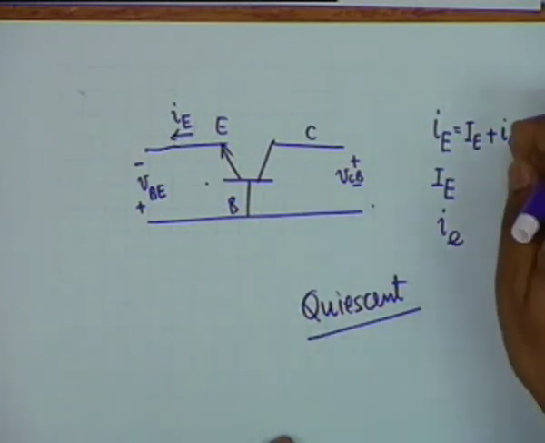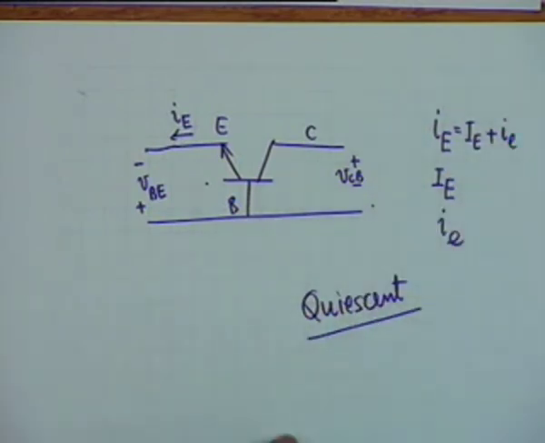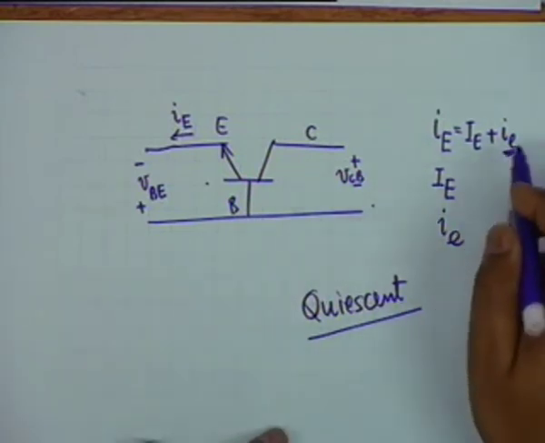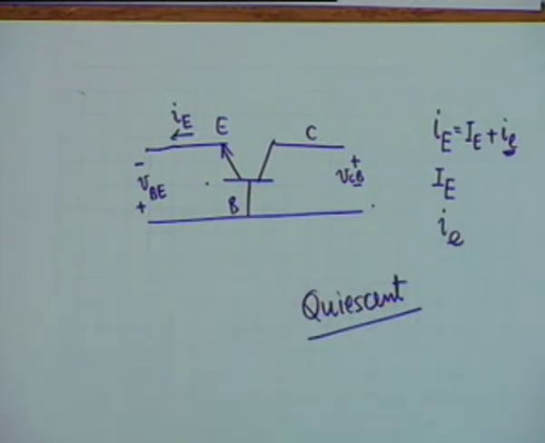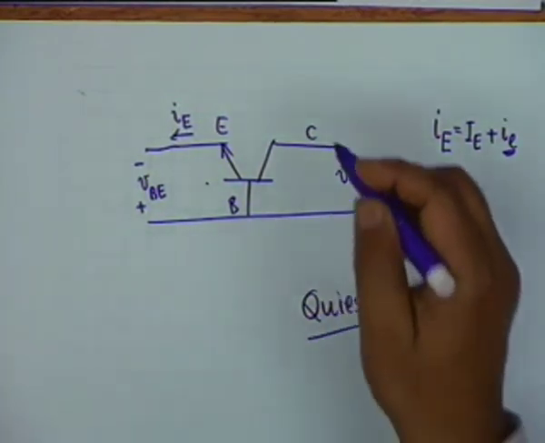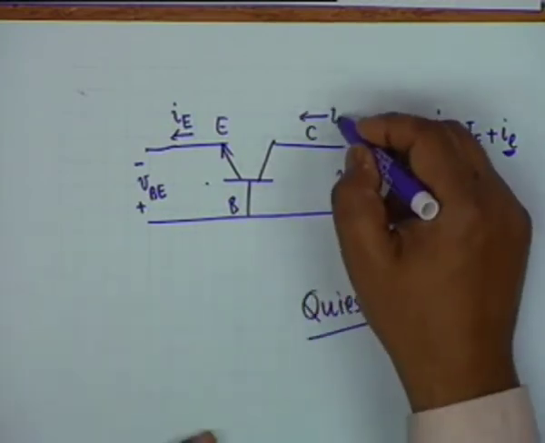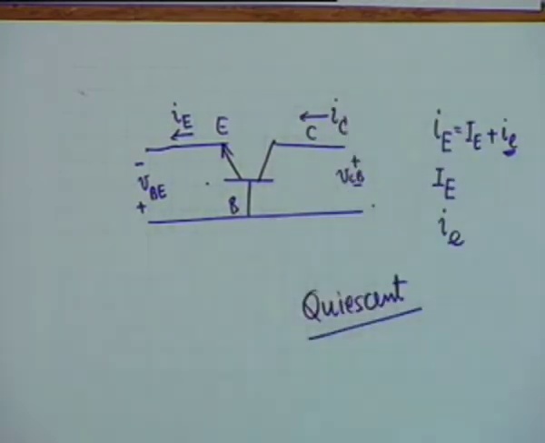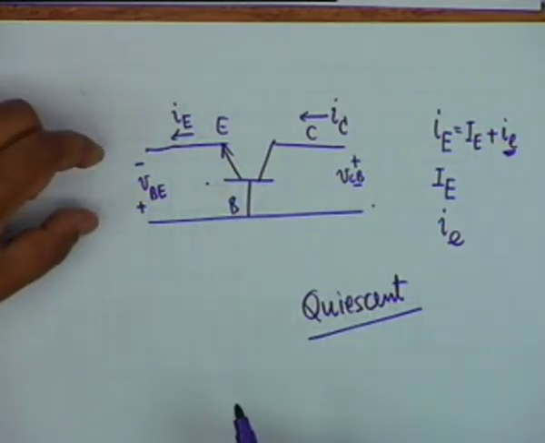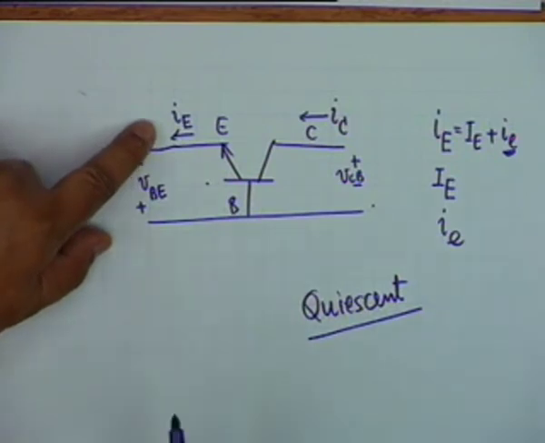Alright. The small i sub small e is the AC or the incremental part. This is the signal part. This is the part that we wish to amplify. Besides terminology, the current in the collector shall flow like this, and we call this I sub capital C.